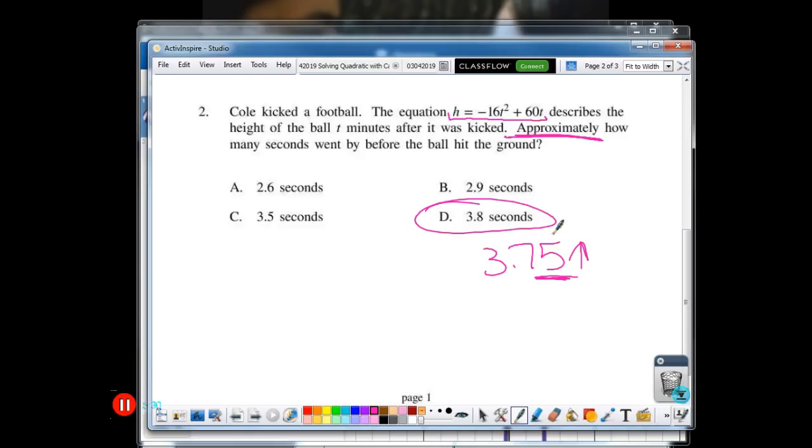Just remember that when it says h of t, that means it's talking about the height, right? This is the height, okay? So if it started at 0, it took 3.75 seconds for it to come back down. Okay? Let's go to the back.